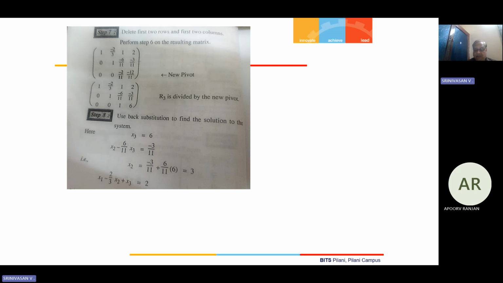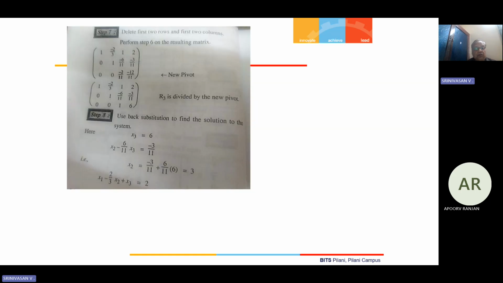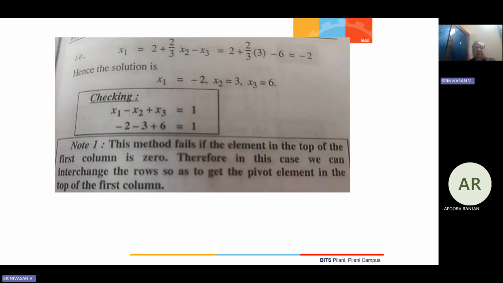That's what is given. So the solution is, it's already there. X1 equal to minus 2, sorry, X1 equal to minus 2. X2 equal to 3. X3 equal to 6. So check it. It's there.